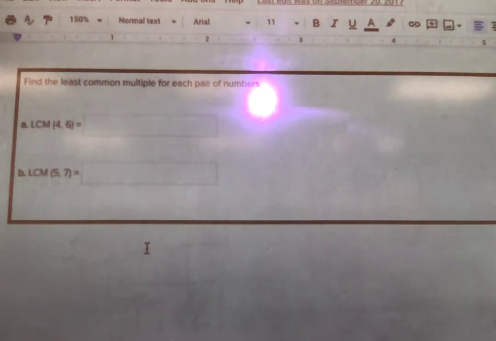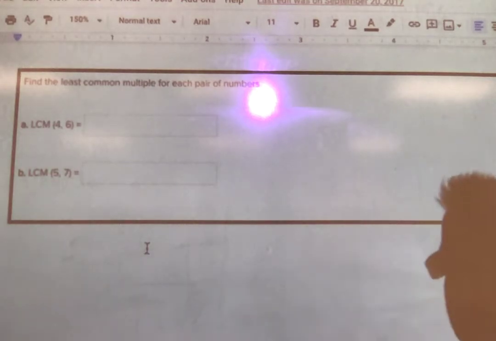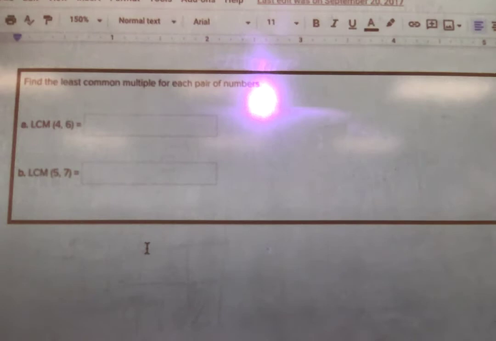We're going to go over the answers for our 2-2 exit slip. Our goal for this lesson was to be able to find the least common multiple for numbers and use that to help us solve some real world problems. So we'll take a look at a couple different problems here.